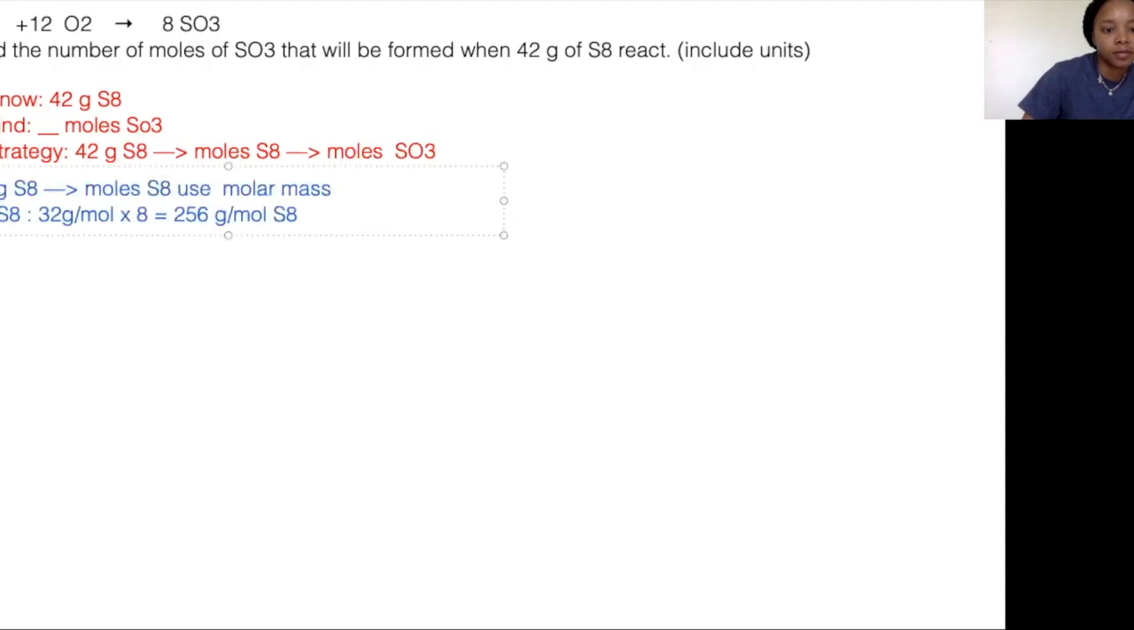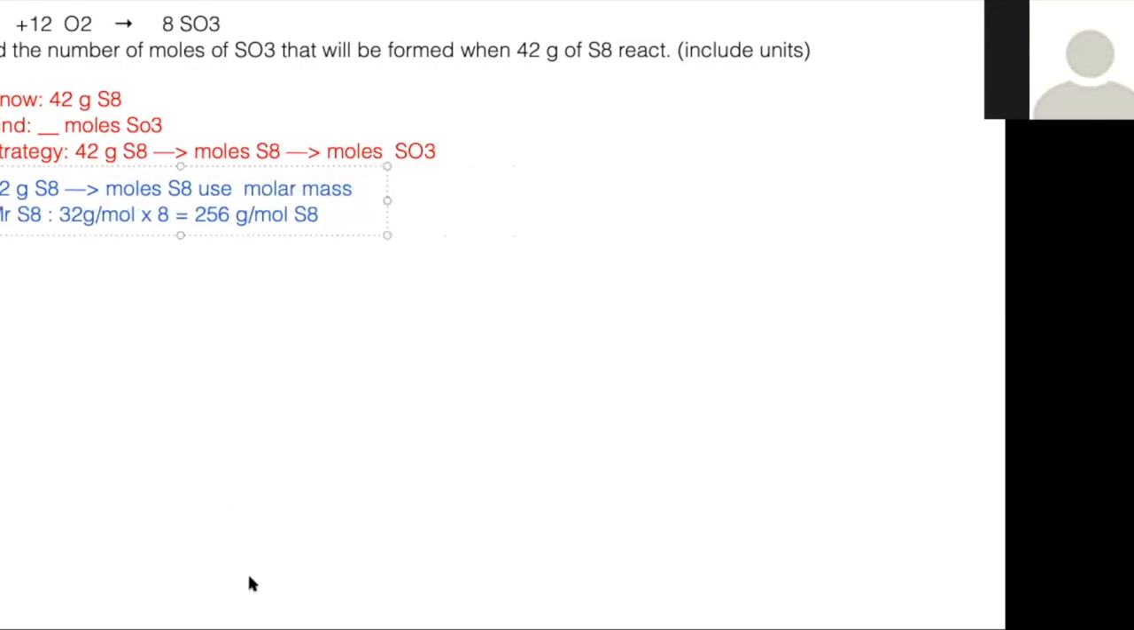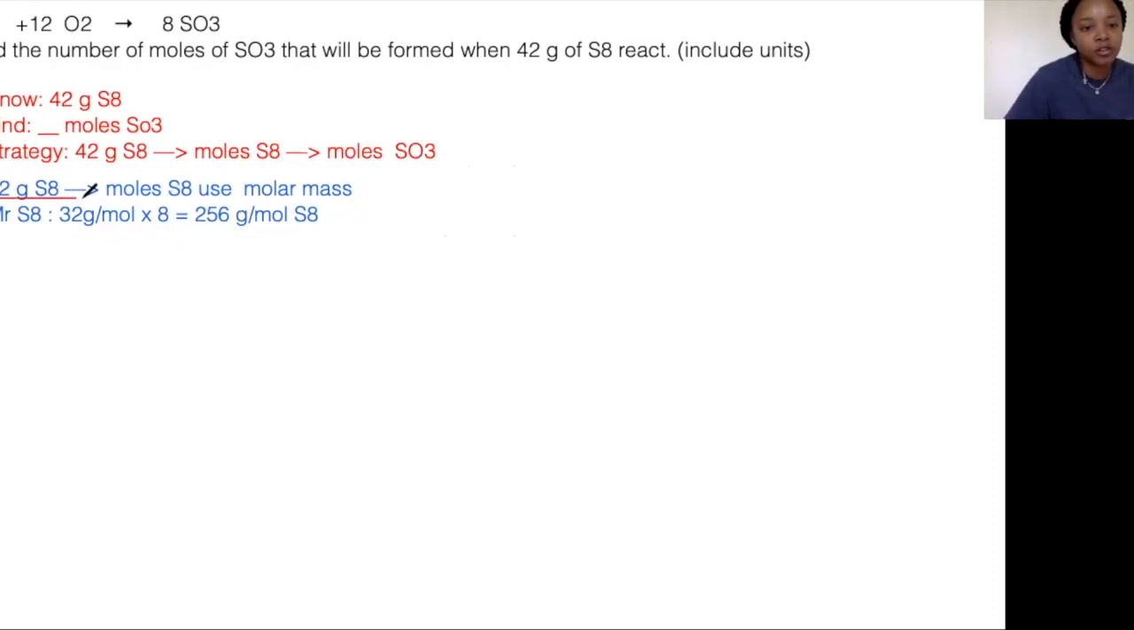What are we going to do with this number? You're gonna use 256 grams per mole. You gotta find the mole ratio? Not yet. We haven't solved it yet, so we don't need the mole ratio yet. We're just going from grams to moles. So what are you dividing?